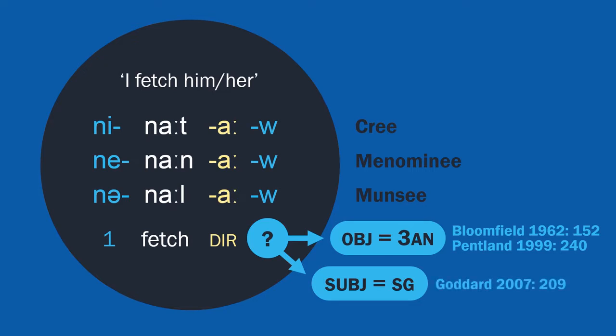These are two completely different ways of understanding what the W signifies, and I'm not sure that any of these authors have really explained why they opt for one view over the other. So the purpose of this presentation is to take a closer look, and ultimately to argue that Goddard's view makes more sense. The W suffix is a singular subject marker, not a third-person object marker.